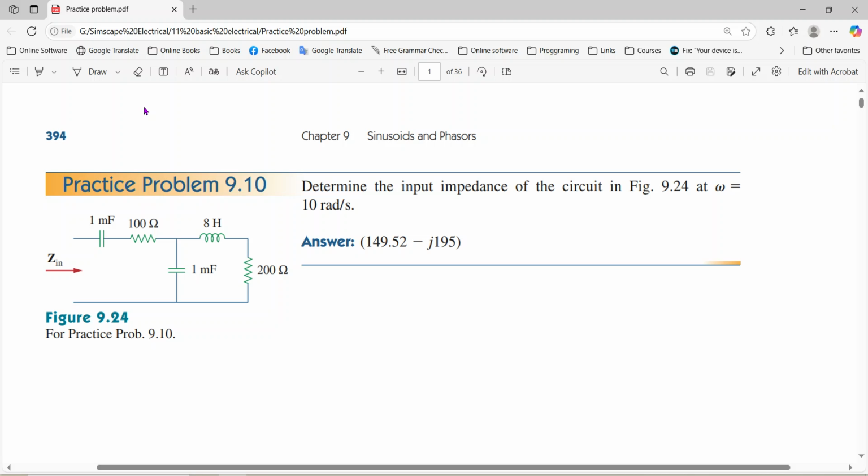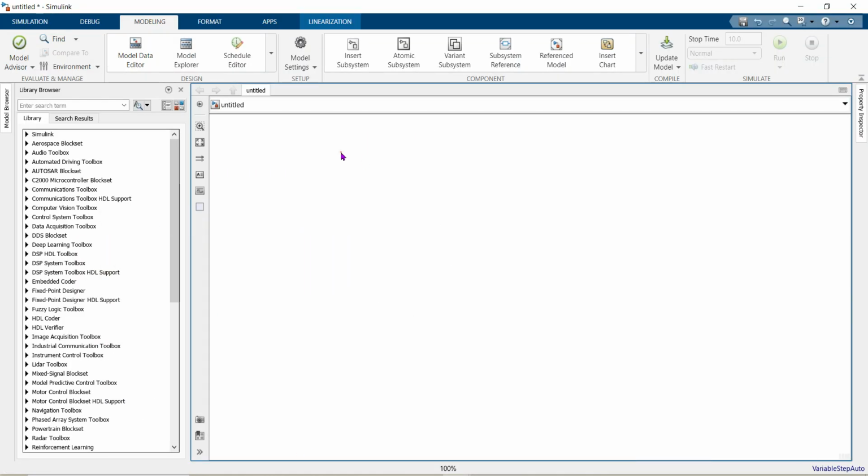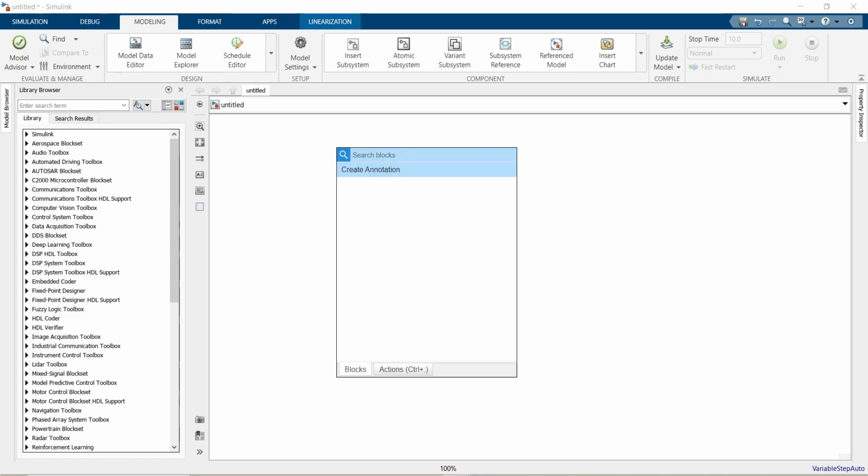In this tutorial, I will show you how to find the input impedance of a circuit containing a capacitor and an inductor. This is our circuit, and we will make it on Simulink and run the model, and we will find the input impedance in complex form. So I'm opening my Simulink, and we need a capacitor.